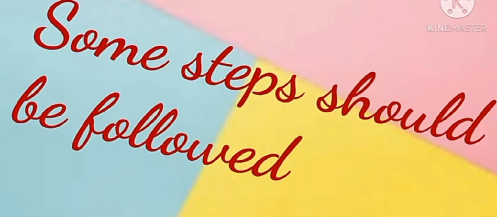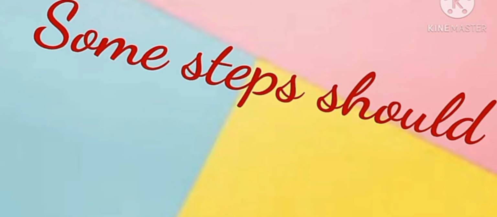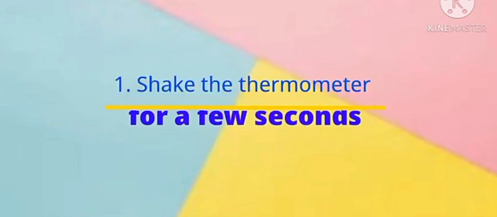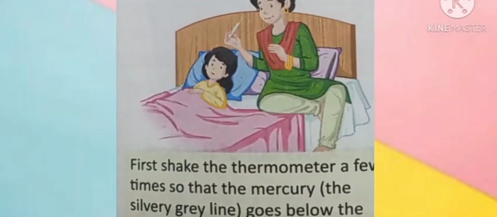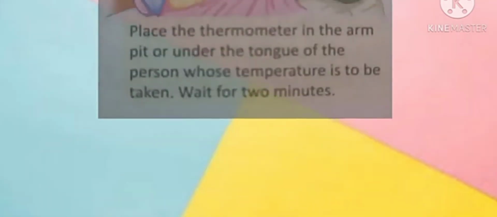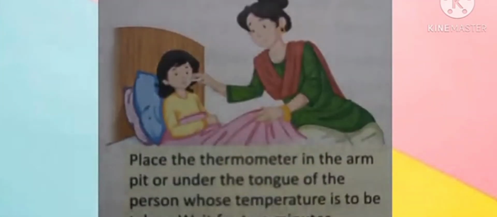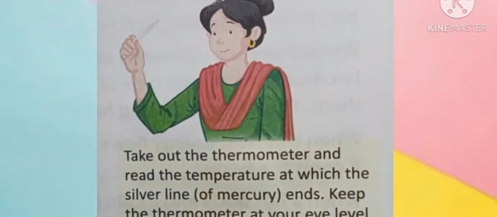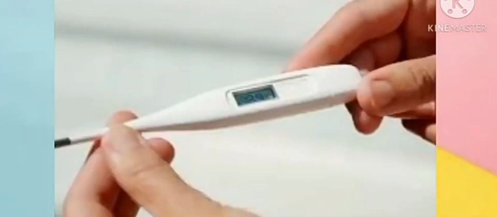Students, how to read the body temperature of any person with a clinical thermometer? Some steps should be followed. These steps are: first, shake the thermometer for a few seconds so that mercury goes below the normal mark. Second, place the thermometer in the armpit or under the tongue of a person whose temperature is to be taken. Wait for 1 or 2 minutes. Take out the thermometer and read the temperature at which the silver line of the mercury ends. Keep the thermometer at your eye level for accurate readings.